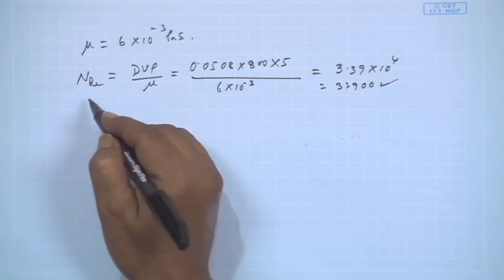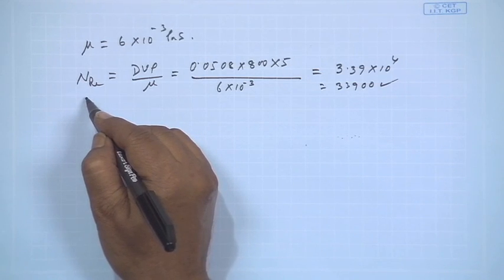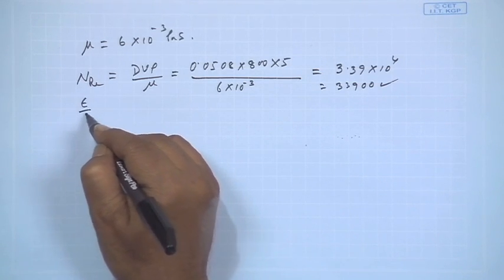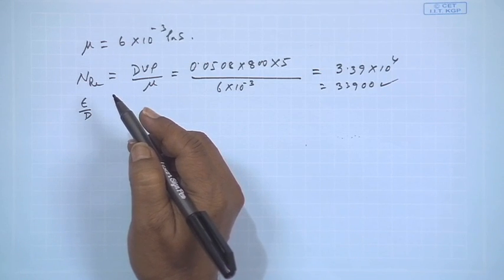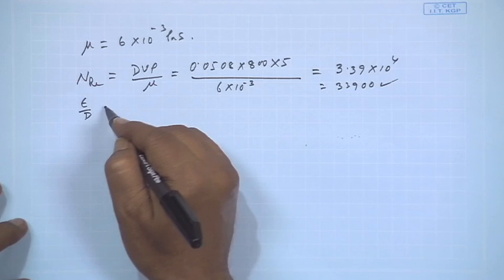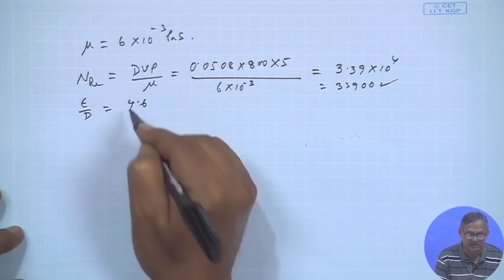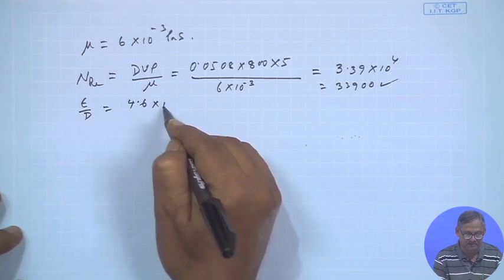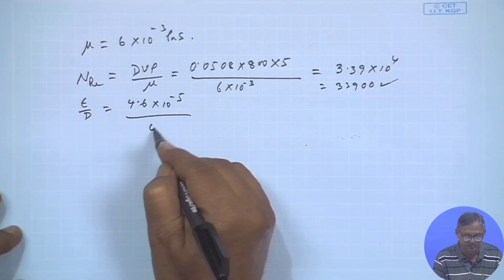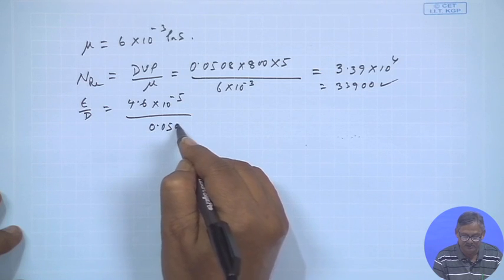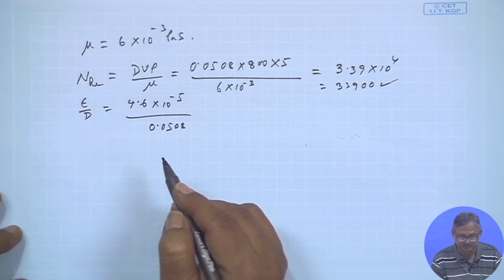So, now let us find out relative roughness, that is epsilon by d. Now, epsilon by d will be equal to 4.6 times 10 to the power minus 5 divided by 0.0508, right.